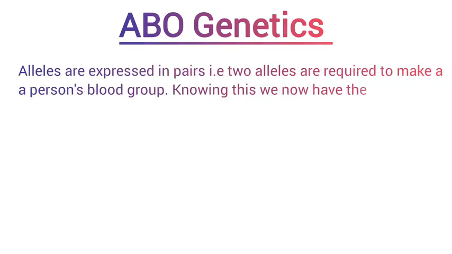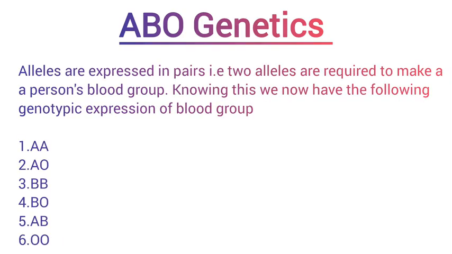Alleles of the ABO blood group system are expressed in pairs. Thus, two alleles are required to make a person's blood group. Now, knowing this, we have the following genotypic expression. That's how the person's gene can look if you are looking at the genetic disposition of blood group. Now, we have AA and AO, which can be disposition for A, BB and BO, which can be disposition for B, AB for AB blood group, and OO for O blood group.